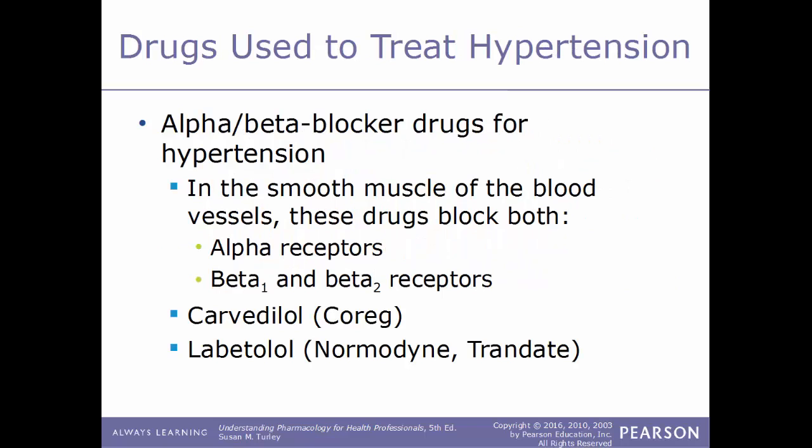The other class of drugs that you'll see that treats hypertension are alpha and beta blocker drugs in combination with one another. Regarding the smooth muscle of blood vessels, these drugs will block both the alpha receptors and both beta 1 and beta 2 receptors. Examples of this kind of drug are carvedilol, known under the trade name Coreg, and also labetalol, sold under the names Trandate and Normodyne.